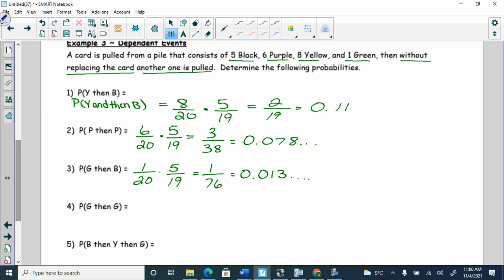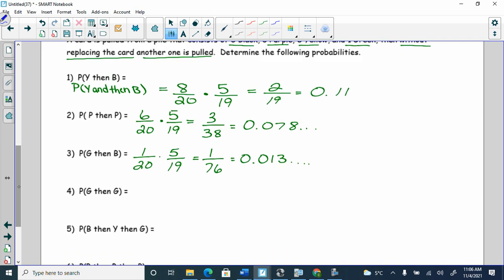Okay, G then G. So we have a green, 1 out of 20, and then another green, 0 out of 19. Wait a second, this is going to be 0. Does that make sense? Yes. What's the probability of grabbing out a green and then another green if I only have 1? Ain't going to happen. 0. So the only way that you could actually get a probability of green and then green is if I told you I did what in between? You put it back. Yep.